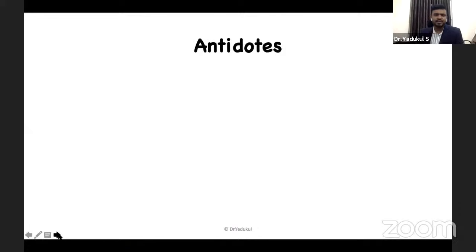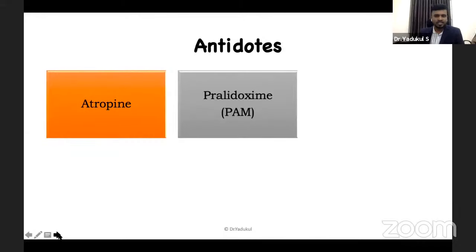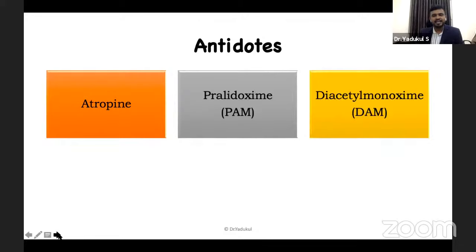Next, coming to the antidotes used in OP poisoning. The commonly used antidote in OP poisoning, as we all know, is atropine. Second is the oxime group, that is pralidoxime, which is commonly used, what we call PAM. Next is diacetyl monoxime, or what we call DAM.